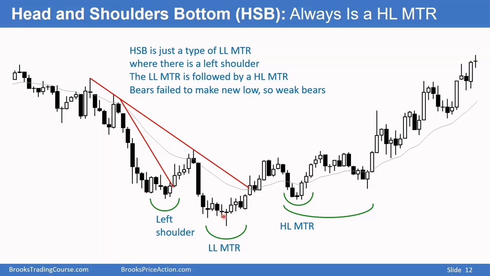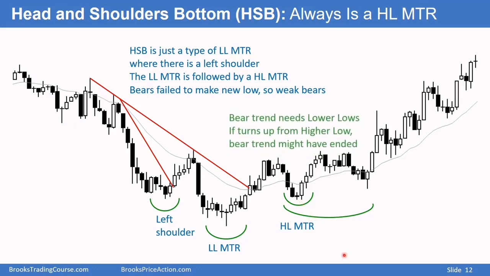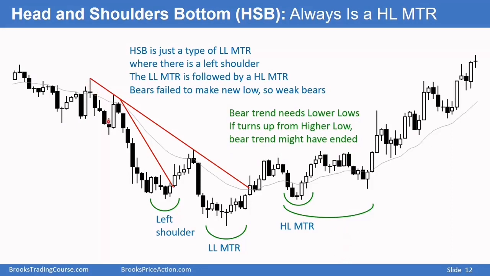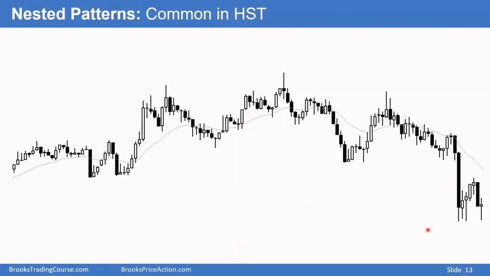Every head and shoulders bottom has both a lower low major trend reversal and a higher low major trend reversal in it. The bears failed to make a new low, so the bears are getting weaker, and the bulls are getting stronger. A bear trend needs lower lows, and if you get a higher low, you have to be wondering if the bear trend has ended and the market has converted into a trading range or into a bull trend. Nested patterns, a pattern within a bigger pattern, are common, and they're especially common with head and shoulders tops and head and shoulders bottoms.